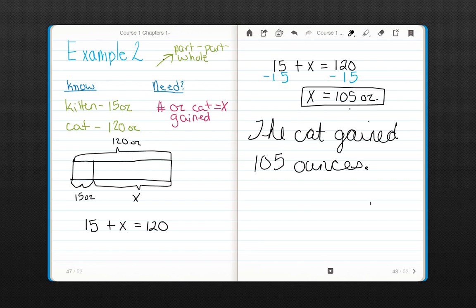Okay? So in this lesson, we have used the subtraction property of equality because we are subtracting from both sides in order to isolate x, in order to find out what x is. Okay, that's it for the lesson. Go ahead and do your QCs and your CYU, and we will go over this tomorrow.